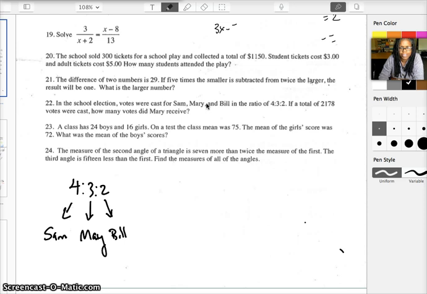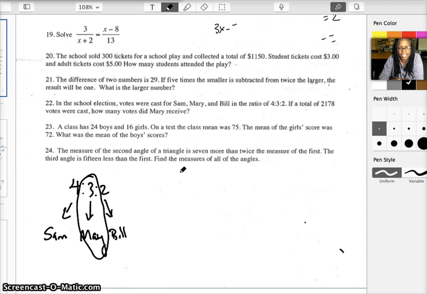So in 22, we got these 3 people running for election. Their votes were cast in a ratio of 4, 3 to 2 respectively. So we know that 4 deals with Sam. So for every 4 Sam got, Mary got 3, Bill got 2. There were 2,178 votes cast. How many votes did Mary receive? So we are concerned about this number here, how many she got.